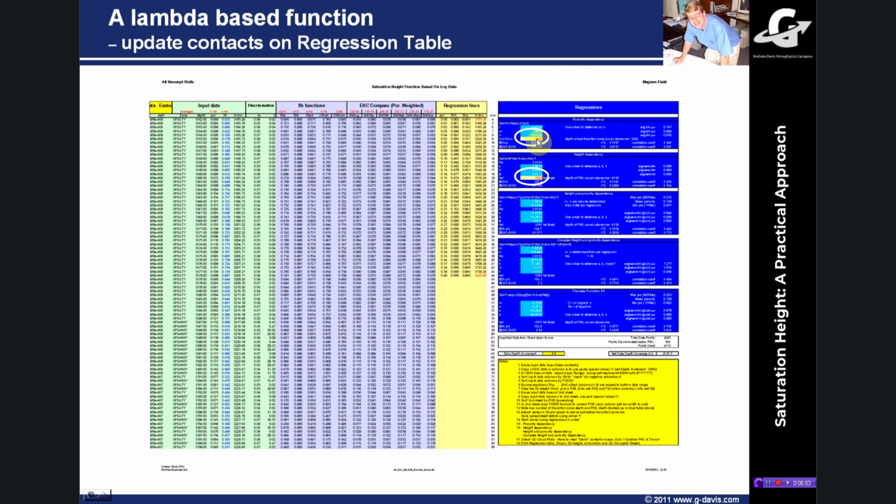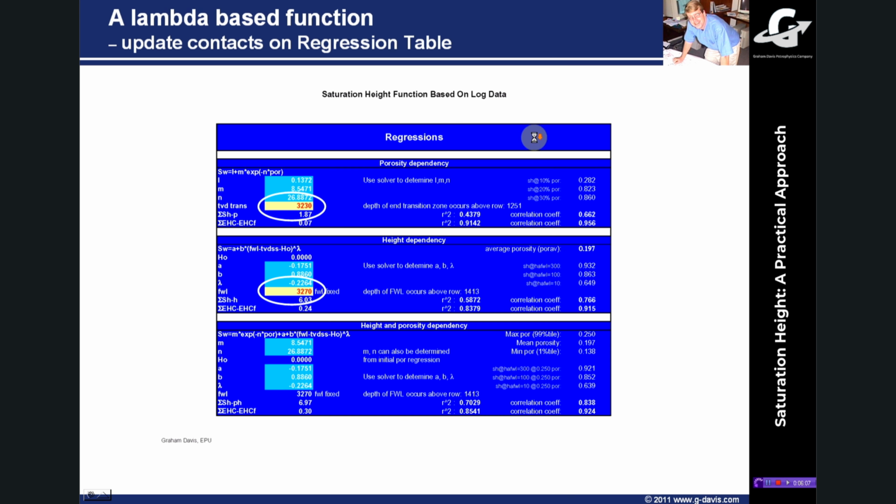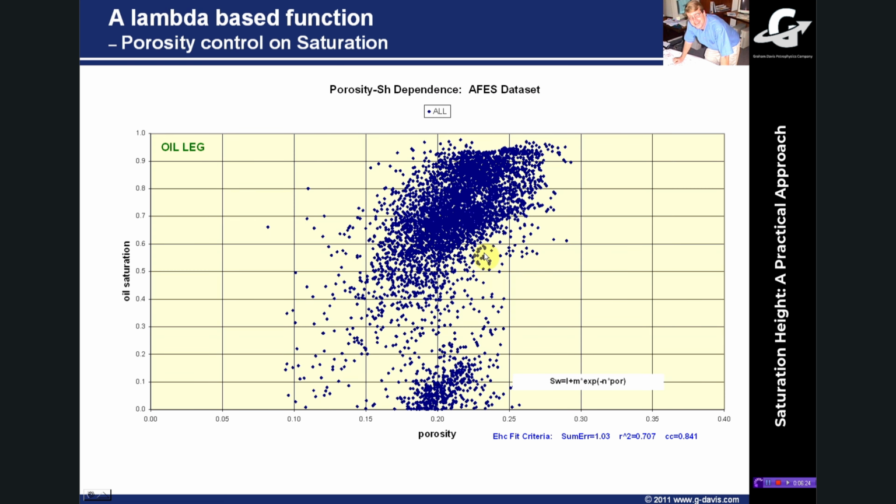So if we plot those depths, the free water level and the height above the transition zone, into our regression area on our regression sheet, and if I zoom in on that a little bit, you'll see that we put those depths in, and the spreadsheet will report back to you what Excel row those depths occur at.